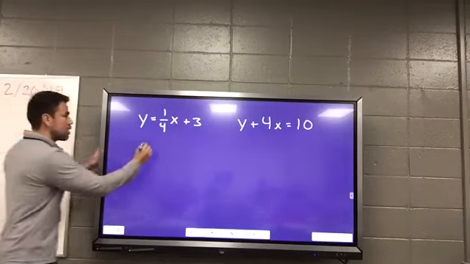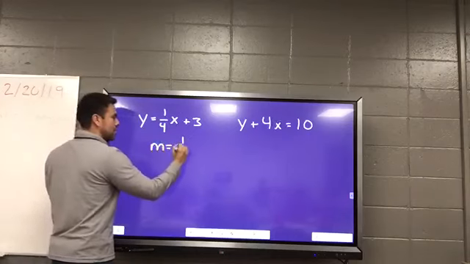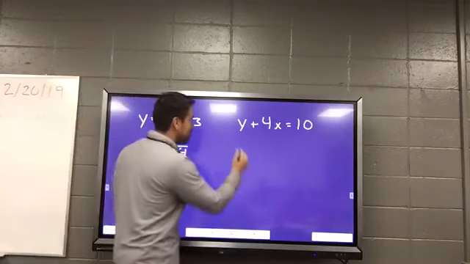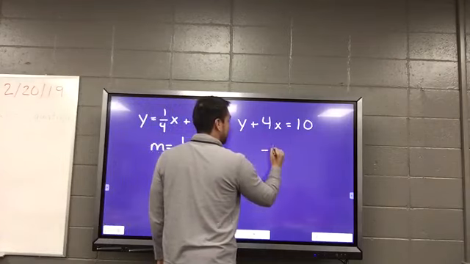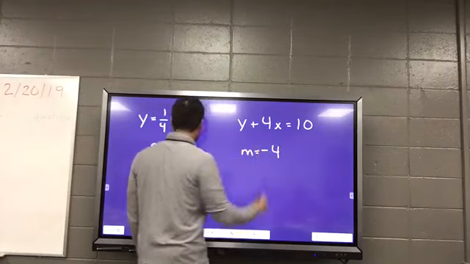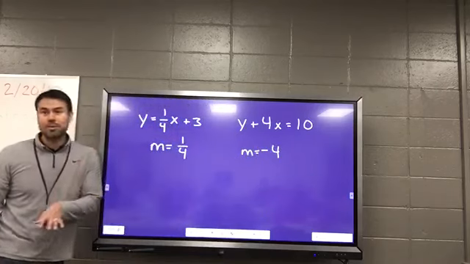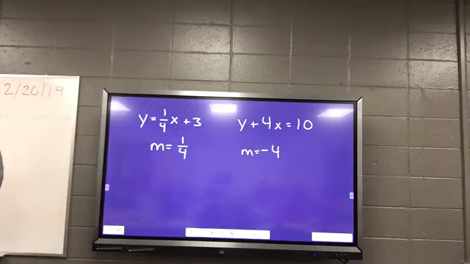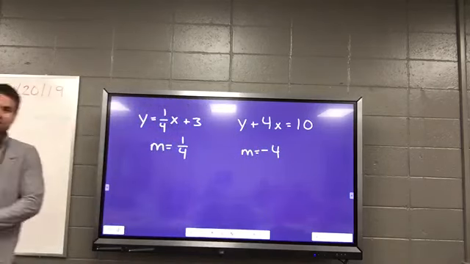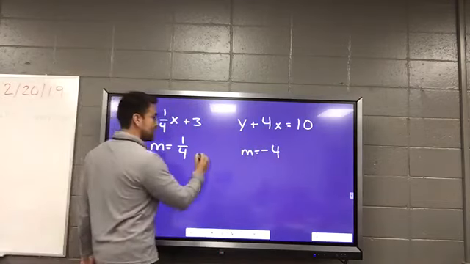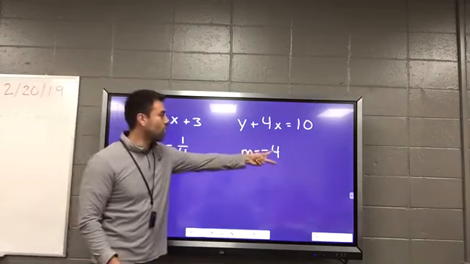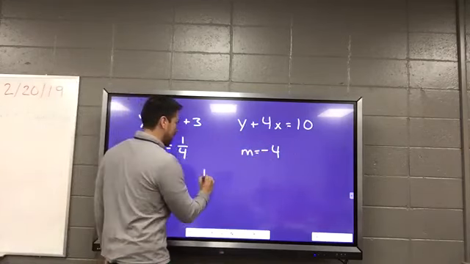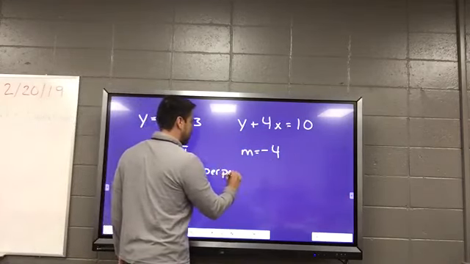Okay, anyway, what's the slope on this one? Yes, 1/4. Good. What's the slope on that one? Negative 4. Who can tell me what they are? They are blank blanks of each other. Yes, sir? Negative reciprocals of one another. So you see 1/4, 4/1. Change the sign. So they are perpendicular.